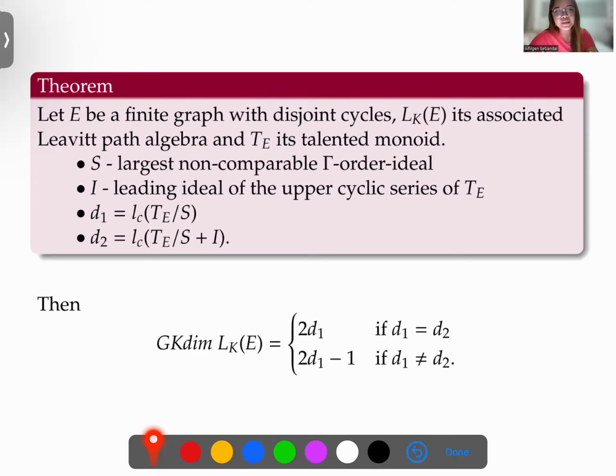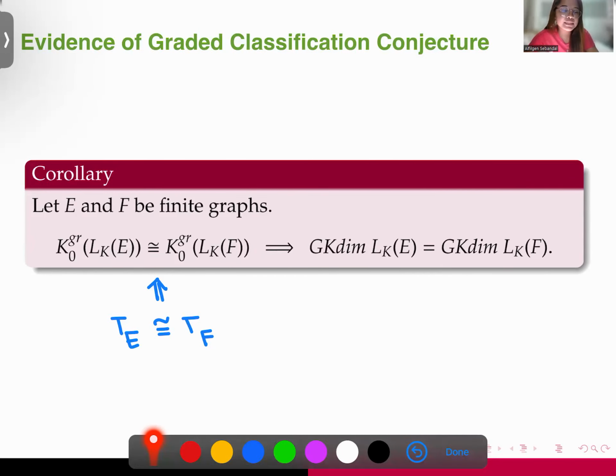All right. So since I was talking about evidence for the graded classification conjecture, we have one, and this basically says that if you have isomorphic talented monoids, then your Gelfand-Kirillov dimensions are actually the same. So on this side, isomorphism is a property we find in the talented monoid, of course, and on this side, the Gelfand-Kirillov dimension being equal is a property we find on the Leavitt path algebra side, which gives us evidence for the graded classification conjecture.